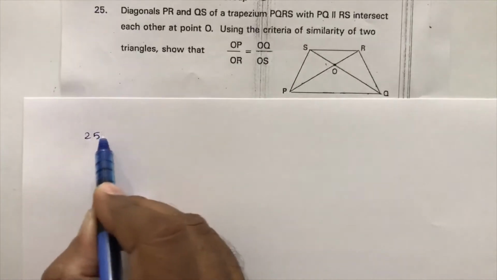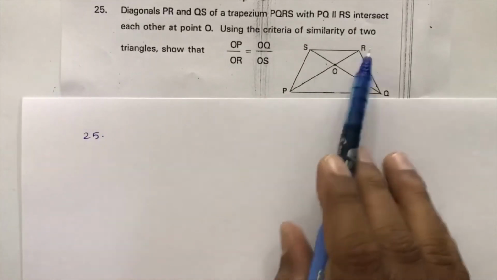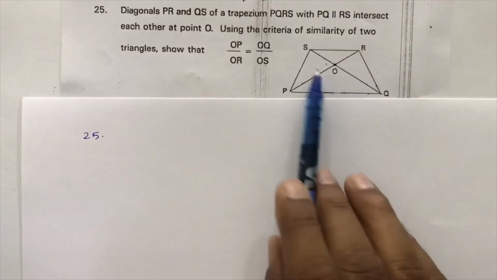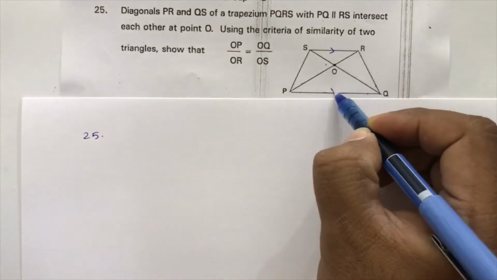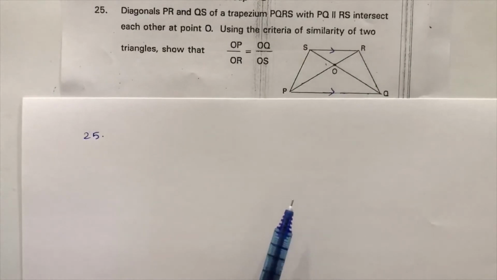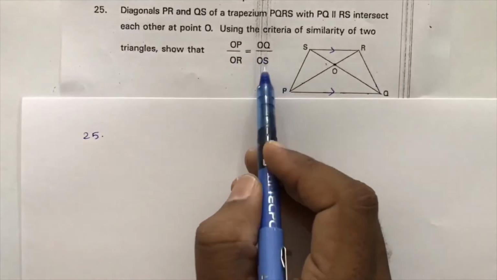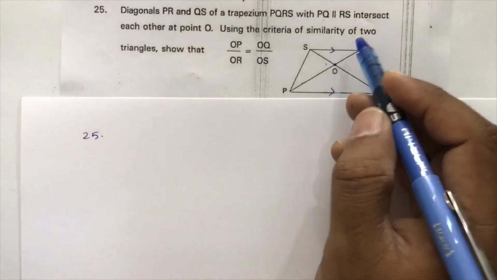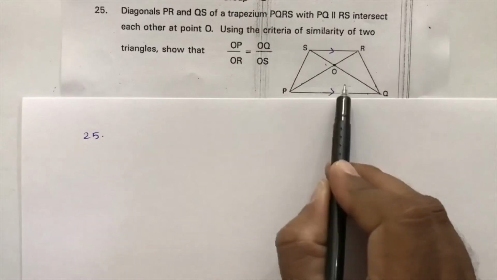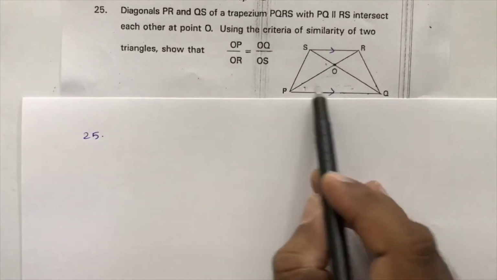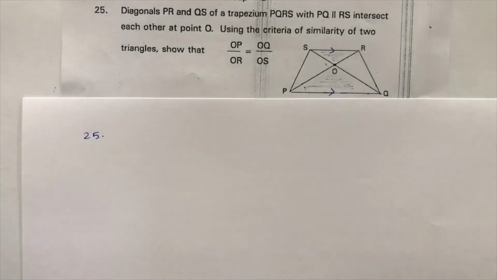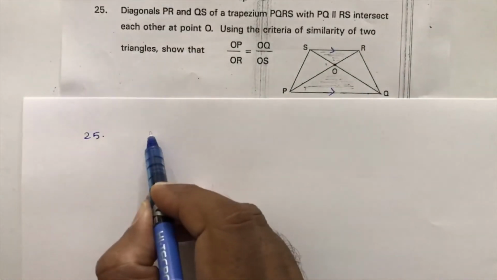25th problem. Diagonals PR and QS of a trapezium PQRS, and PQ is parallel to SR, intersect each other at O. Using the criteria of similarity of two triangles, show that OP by OR equals OQ by OS. Now see, to prove this, I'll prove these two triangles similar, this triangle and this triangle, and I'll write sides proportional. I'll get the answer.